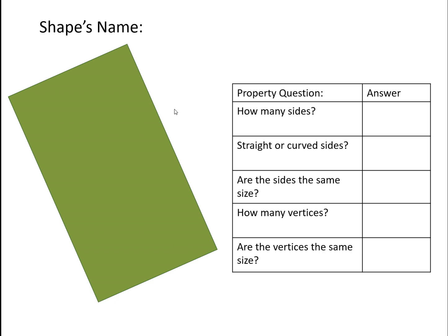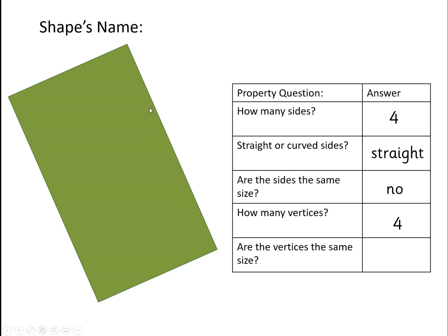Okay, so how many sides has it got? 4. Straight or curved sides? These are all straight, aren't they? Are the sides the same length? No, they're not. There's a pair of sides, this side, that are the same length, and these two are the same length, but this side is not the same length as that side, so the answer is no. How many vertices? There's 4 corners.